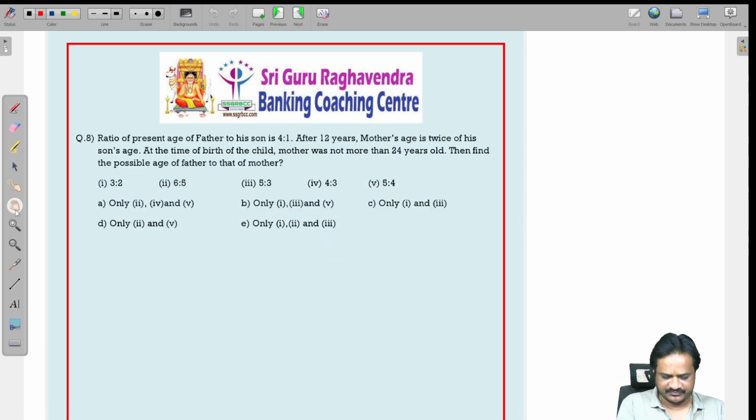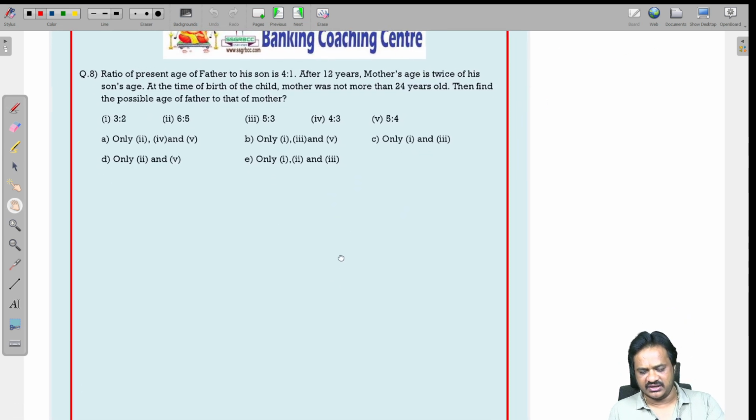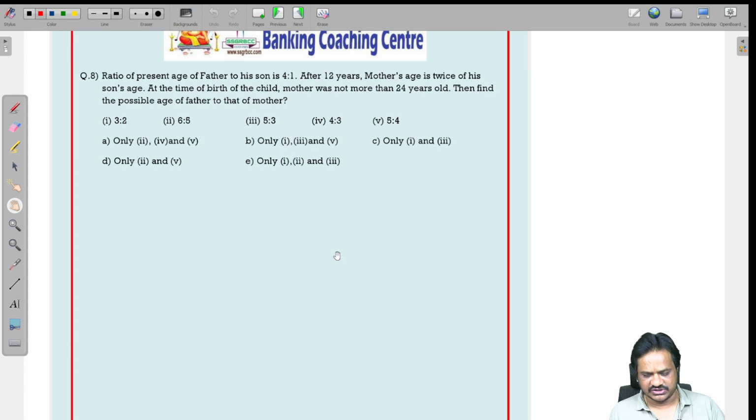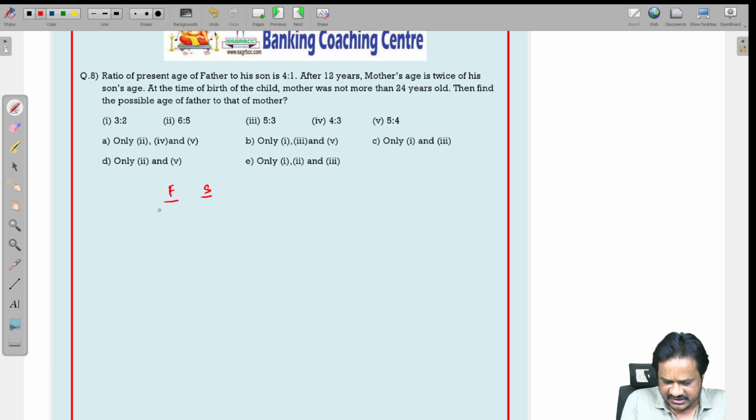Next question. The ratio of the present age of father to son is 4:1. After 12 years, mother's age is twice that of the son's age. At the time of the birth of the child, mother was not more than 24 years old. Then find the possible age of father to mother. So, here we have father and son. The ratio is given 4:1. So, it is 4x, it is x.